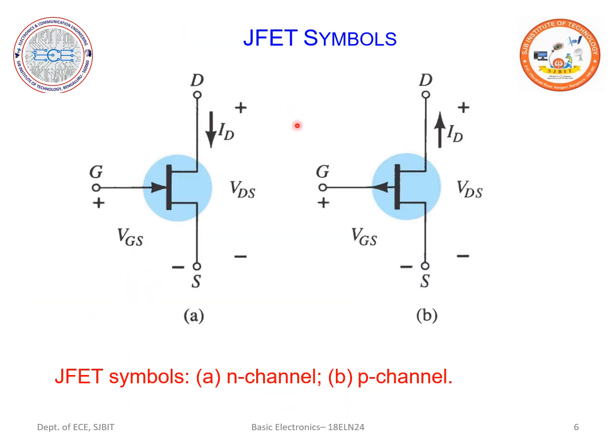Now, let us have a gist of what we studied about the JFETs. We came to know our JFET has two types: the N-channel JFET and the P-channel JFET. For the N-channel JFET, the arrow mark is inside, and for the P-channel JFET, the arrow mark indicated on the gate terminal should be outside. So this is one thing we studied.